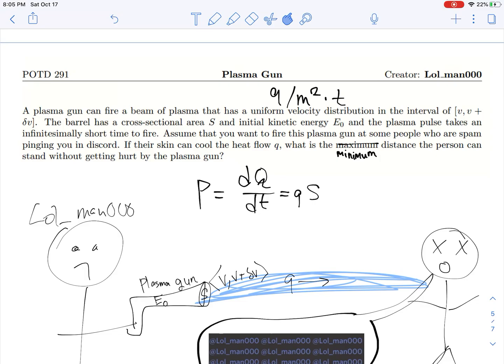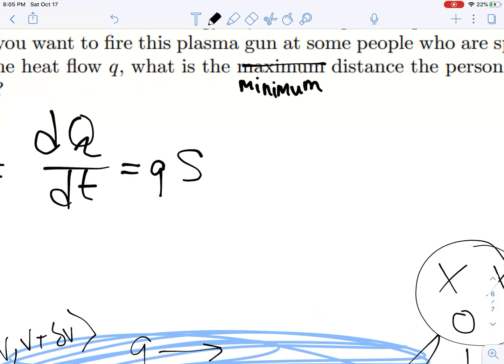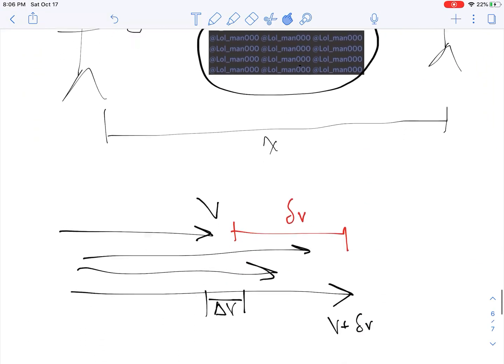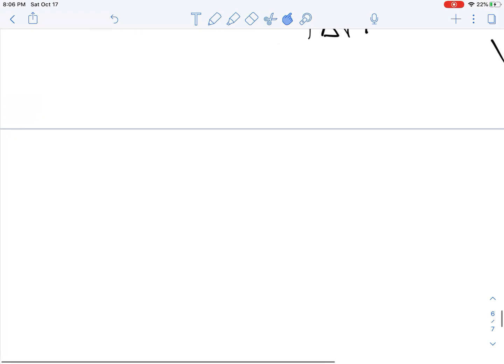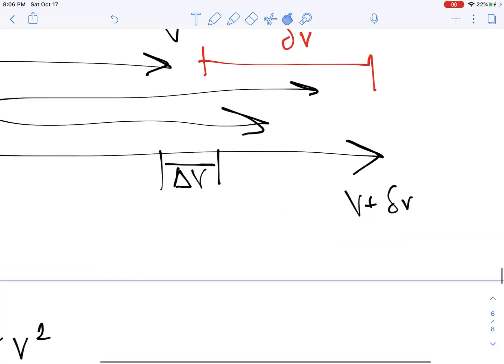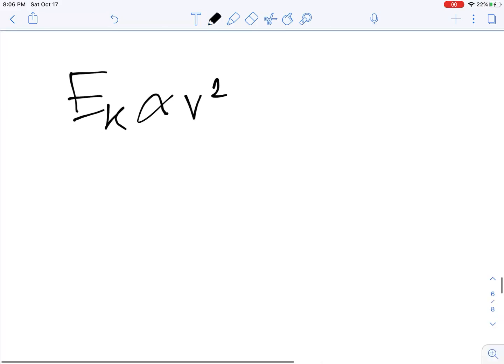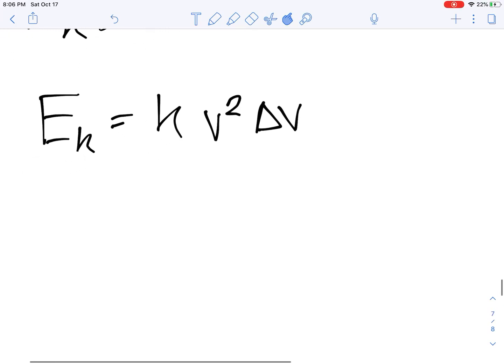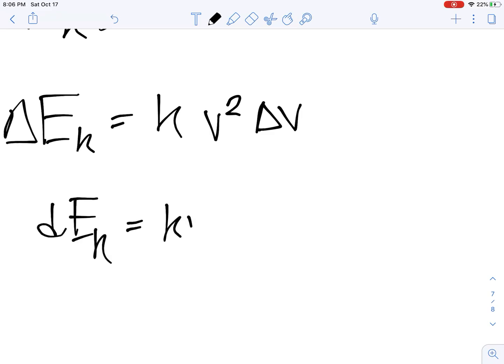And another thing that we might want to know is that power can be written as change in energy over time. So we might want to find the total kinetic energy in another way, and that's what we're going to try to do at the moment by considering small delta v sections. So note that kinetic energy is proportional to v squared, right? So if you consider a section delta v, the kinetic energy can be written in this way, where k is a constant, k v squared times delta v, where delta v is all the particles in that section. So if delta v is very small, we can write this as a differential. dE sub k is equal to k v squared dv.